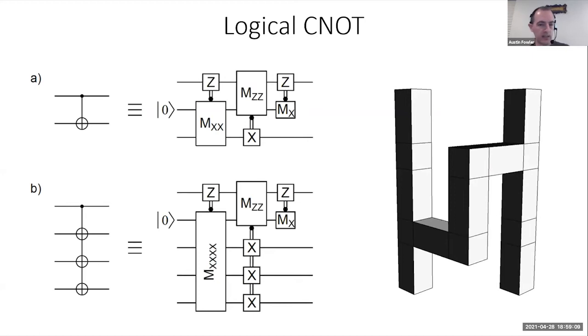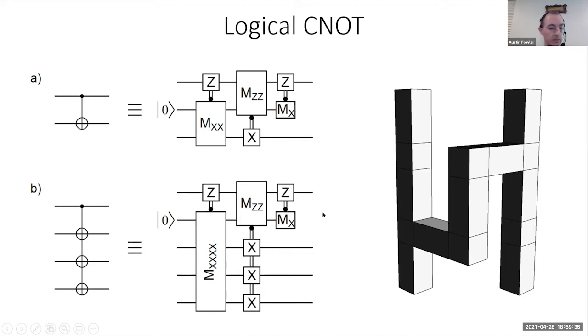So you can create CNOT gates using just logical XX and logical ZZ measurement. So here is the explicit circuit that really depends in no way on surface codes or anything. These are just straight out measurements with their classical corrections. And then here is the physical realization of that. So here are your control and target qubits. And then we're actually doing the XX measurement first, and then the ZZ measurement here.